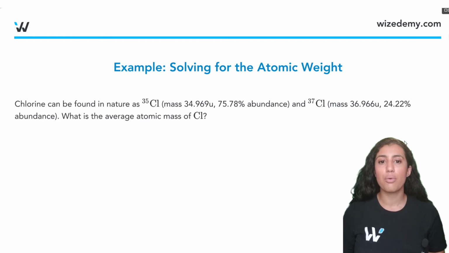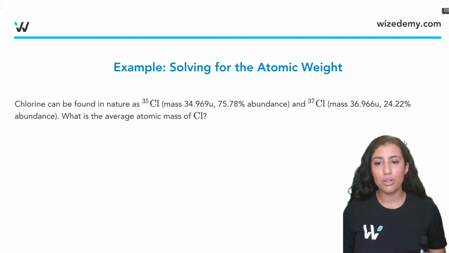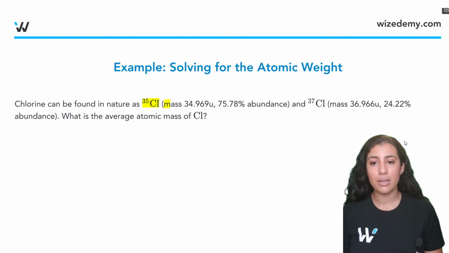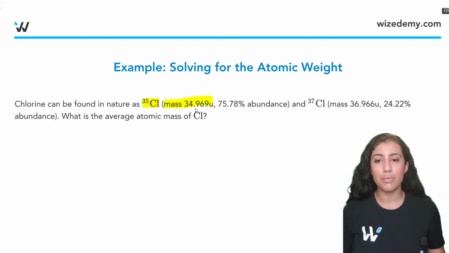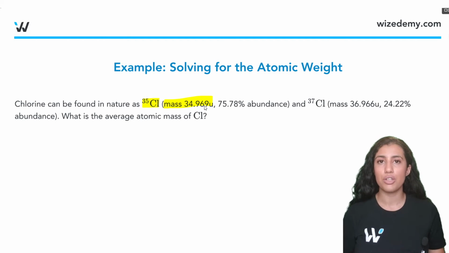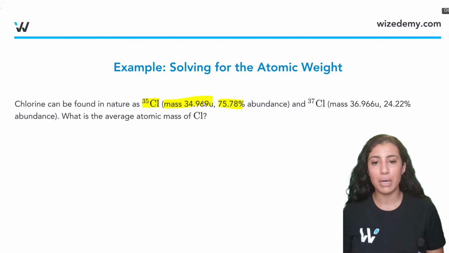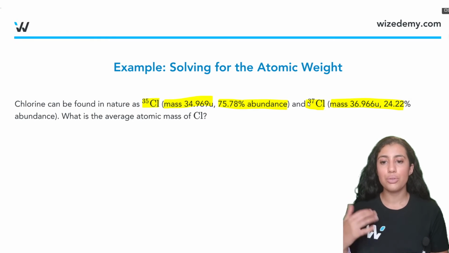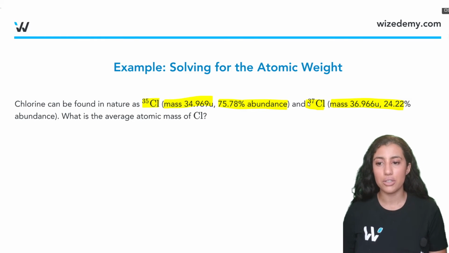Okay, so let's start off with a simpler problem. In this example, we're solving for atomic weight. So it says chlorine can be found in nature. So this is one of the isotopes, chlorine with a mass of 35. And then they're actually telling us a more specific mass. This more specific mass with decimals is the one we're going to want to use in our calculation. And we're told the abundance of that isotope. And we're also told we have chlorine 37, its mass, and its relative abundance. What is the average atomic mass of chlorine? So to solve for this, we're just going to write out the equation we just saw.